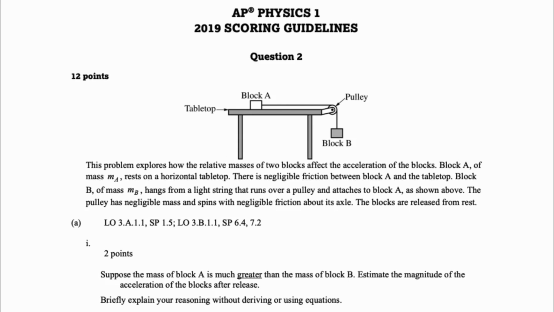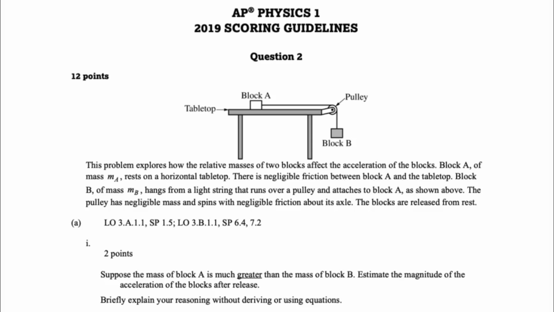This problem explores how the relative masses of two blocks affect the acceleration of the blocks. Block A of mass mA rests on a horizontal tabletop. There is negligible friction between block A and the tabletop. Block B of mass mB hangs from a light string that runs over a pulley and attaches to block A. The pulley has negligible mass and spins with negligible friction about its axle. The blocks are released from rest.